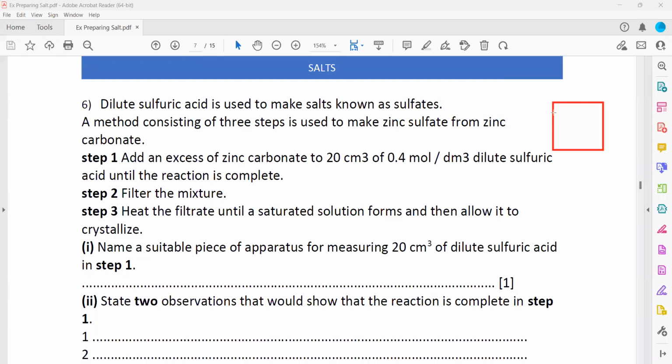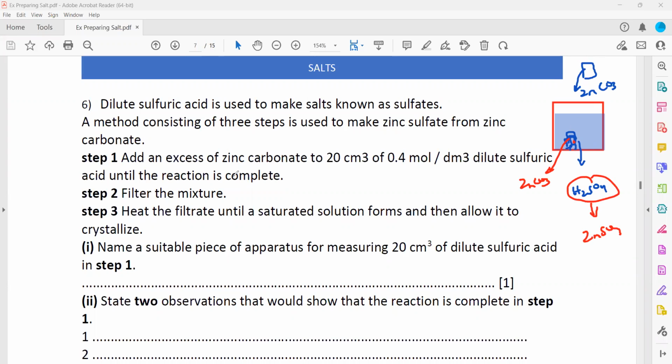Initially, we have sulfuric acid, H2SO4, and to this sulfuric acid, we add zinc carbonate. When we add zinc carbonate, initially the zinc carbonate reacts, but we add an excess of zinc carbonate. So the moment we add excess, all of this sulfuric acid has turned into zinc sulfate solution, and unreacted zinc carbonate will be left.